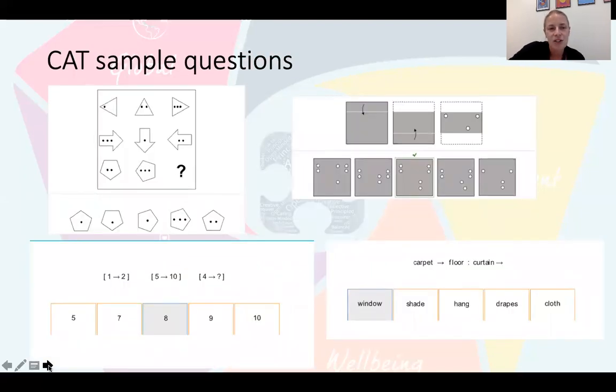And here are some example questions. In the first one with the dots, it's looking at pattern and sequence and getting them to have a look and predict what comes next. One of the harder ones with the grey images there, you've got a piece of paper which has been folded, holes punched, and then is unfolded, and the children have to work out for spatial reasoning which is the image that would be shown. Down at the bottom we have a number pattern: 1 goes to 2, 5 goes to 10, 4 goes to, and what is the next pattern? And then one of the language ones, carpet, floor, curtain, so looking at language as well.